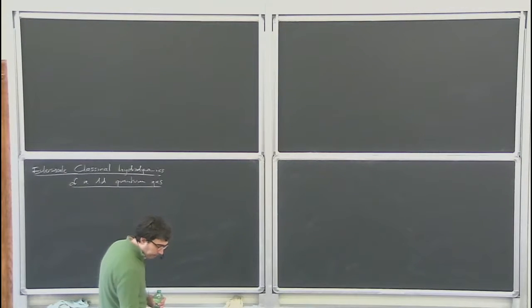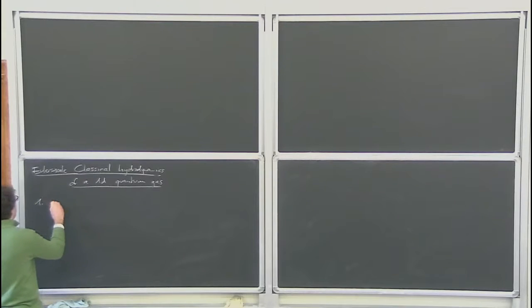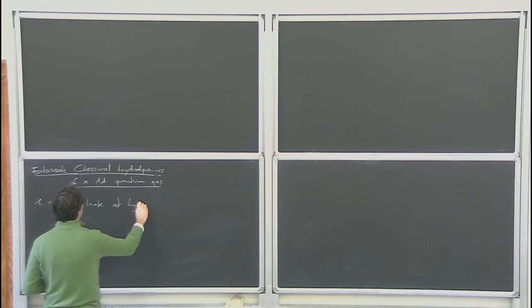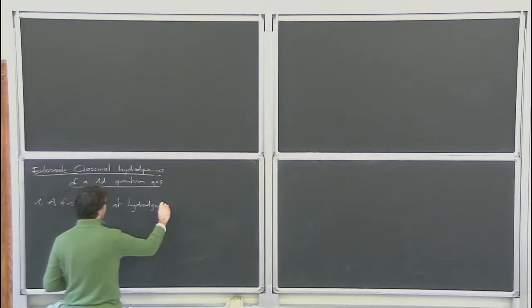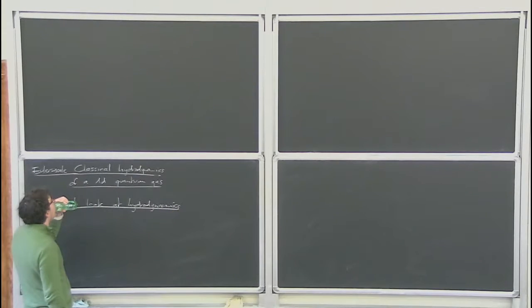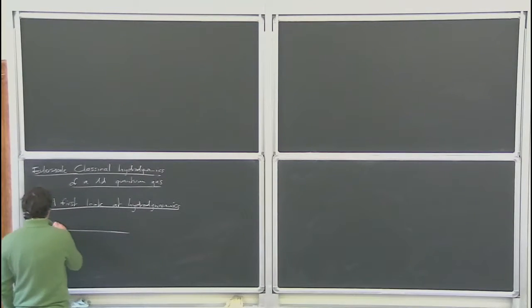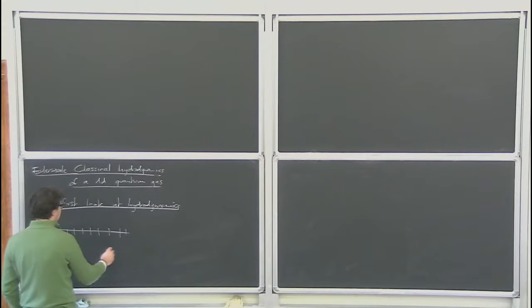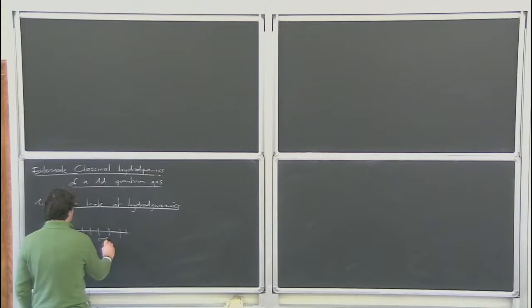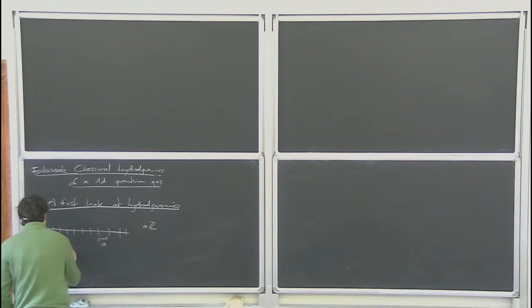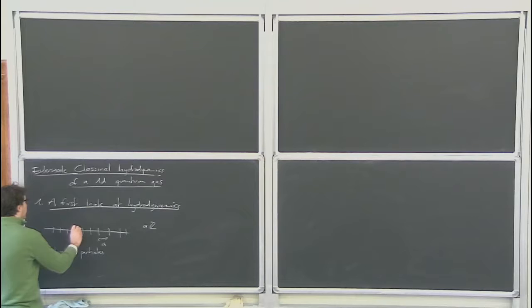Okay, so let's start with a simple model. A first look at hydrodynamics. So I'm going to take a classical model. So I have classical particles on a lattice with lattice spacing A. So the lattice is A times Z. And I have classical particles, which live on the lattice.